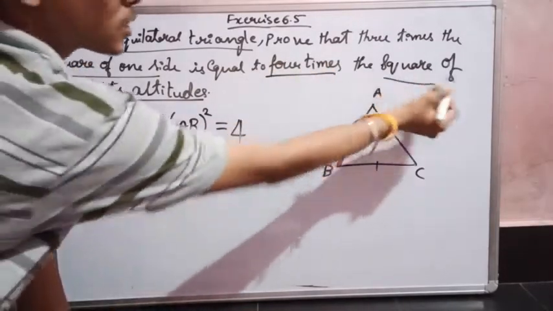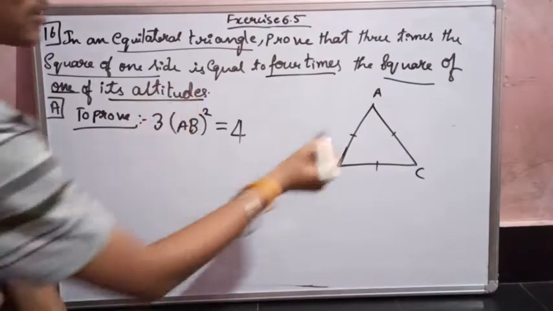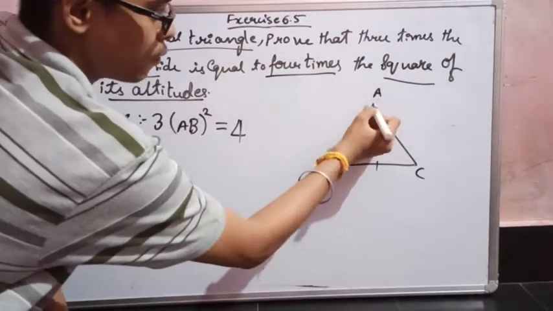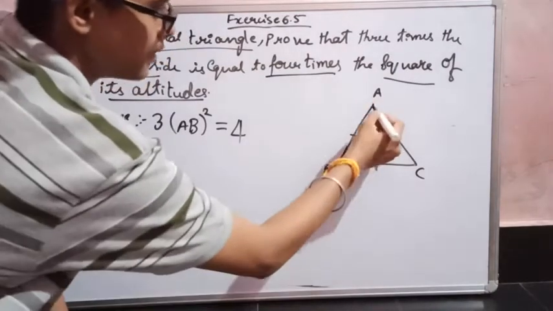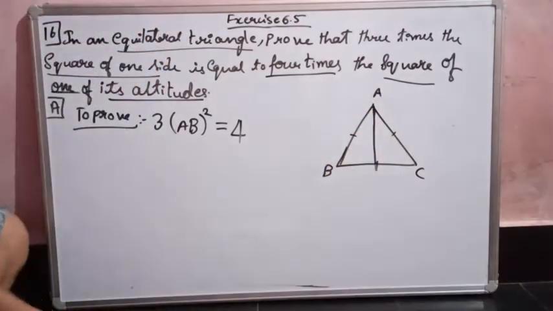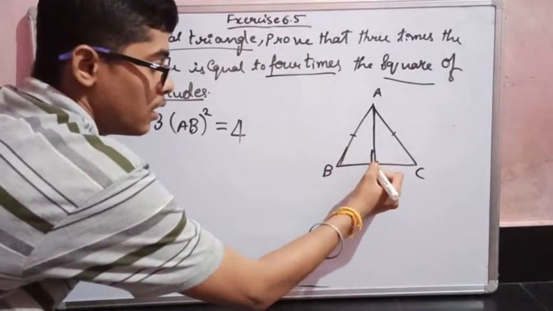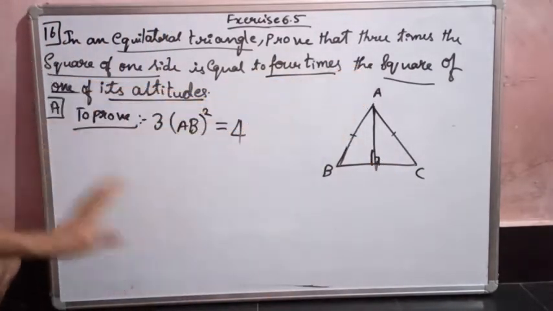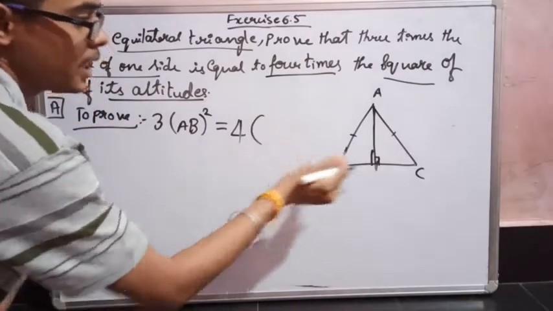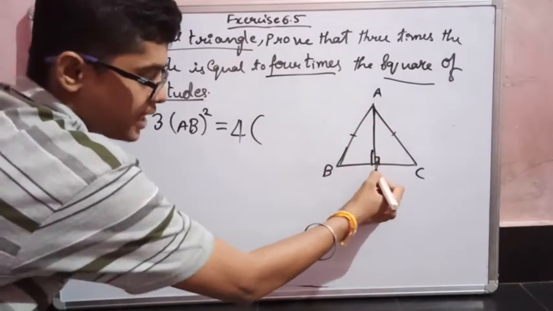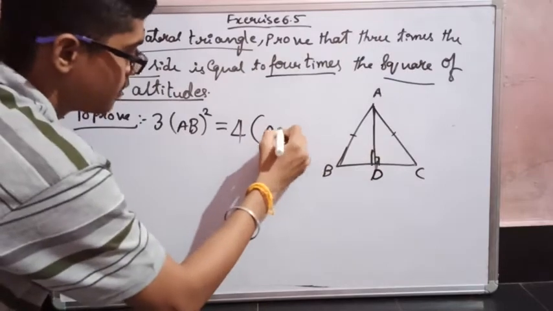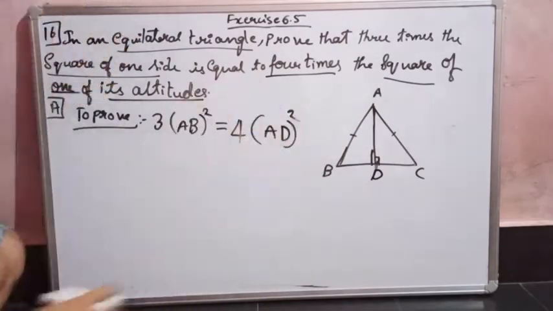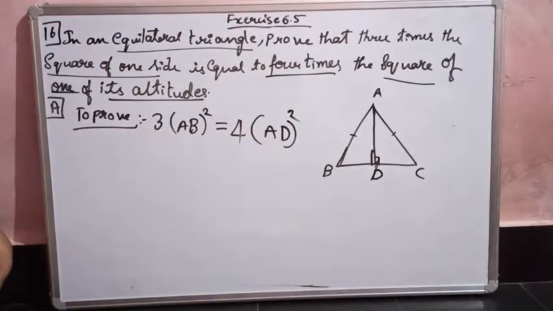4 times the square of one of its altitudes, meaning any one of its altitudes. Altitude is nothing but the perpendicular drawn from one corner to the opposite side, right? This is nothing but the altitude. Here it is perpendicular. Okay. Here the altitude, let me mark it as AD. Altitude is AD. 4 times the square, right? We always have a square. Okay, this is the statement that we need to prove.